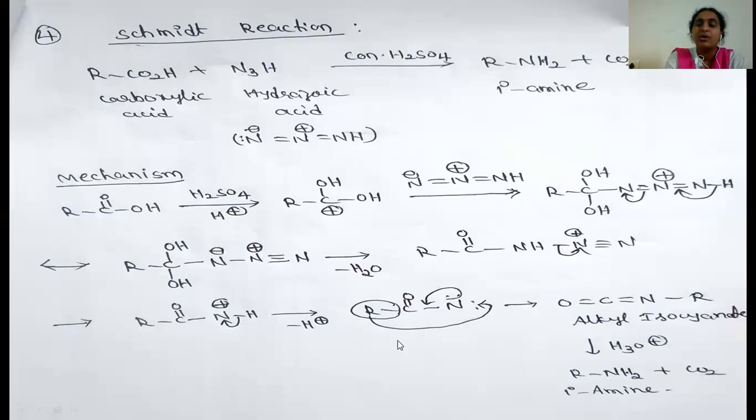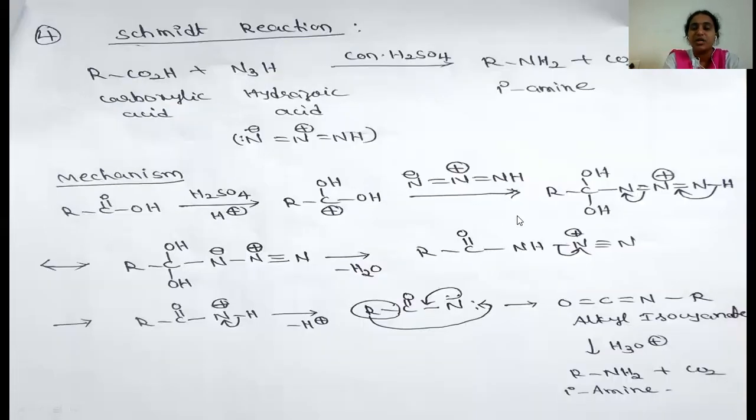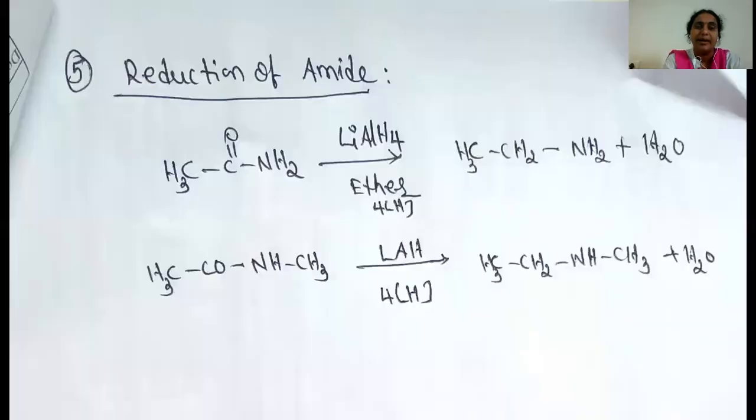This nitrene undergoes rearrangement. Because of the rearrangement, this pi bond lone pair of electrons shifted to here. Simultaneously this R group along with this bonding electron shifts towards the nitrogen and produces the alkyl isocyanate. And finally on hydrolysis which produces the primary amine. In Hofmann bromamide reaction, the intermediate is isocyanate, and here in Schmidt reaction also the intermediate is alkyl isocyanate. In the two reactions, the final products are primary amines.